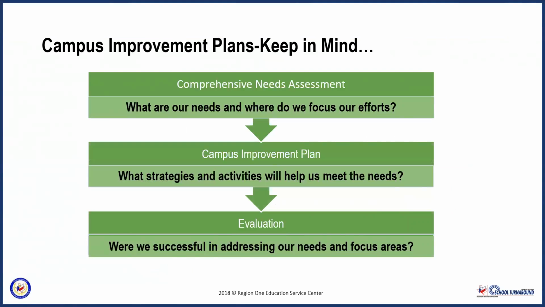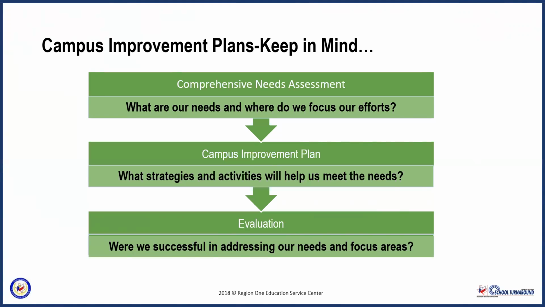So this, in another visual, could probably be a circle because it really is the continuous improvement process. But you have your CNA, and the question that you ask in that CNA is, what are our needs? Where do we focus our efforts? And then with that information, you put that into the plan, the campus improvement plan or district improvement plan, and you start those strategies and those activities that will help you meet those needs.